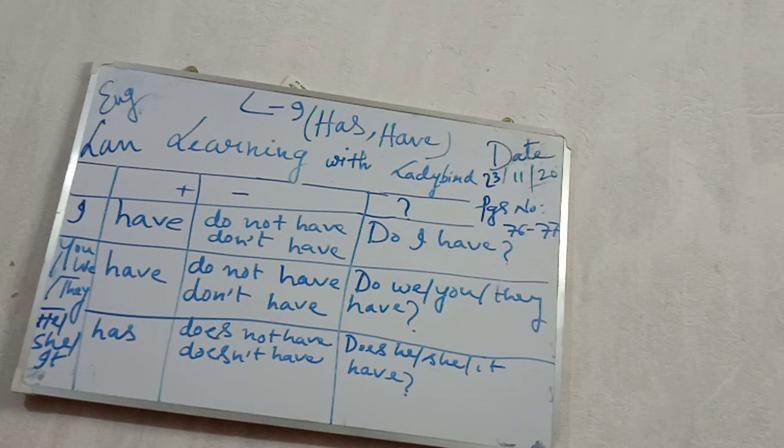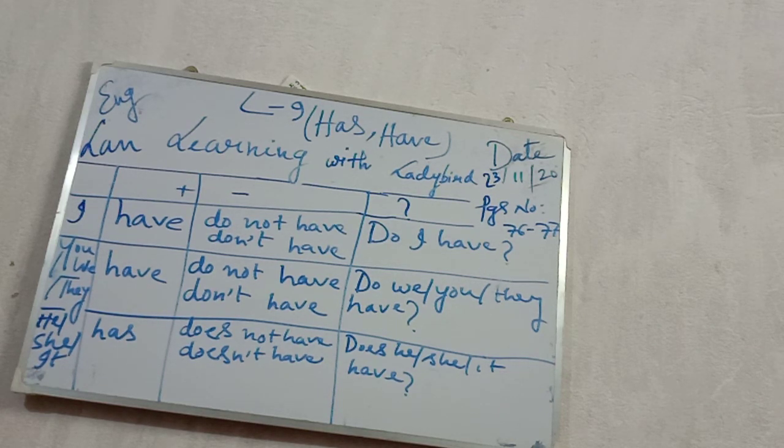Then, Marco has a dog. It is in affirmative form. For Marco, has has been used, because see, it is third person singular number, as well as he, she, it. For he, she, it we use has, and for singular number also we use has.